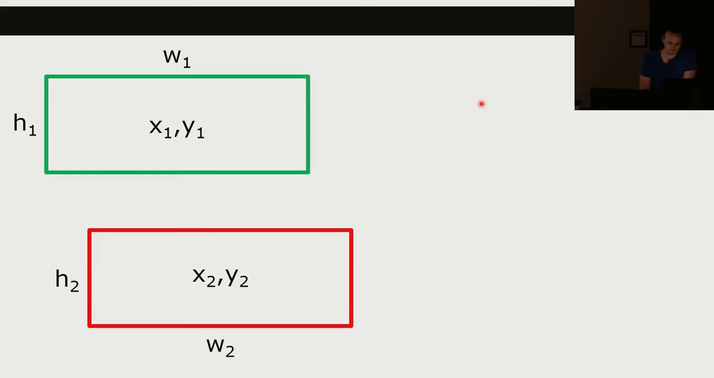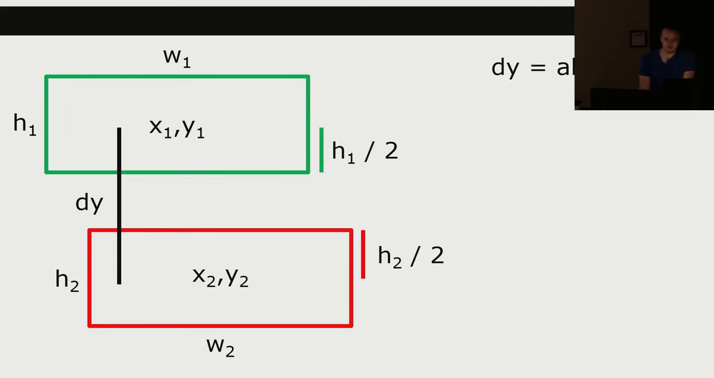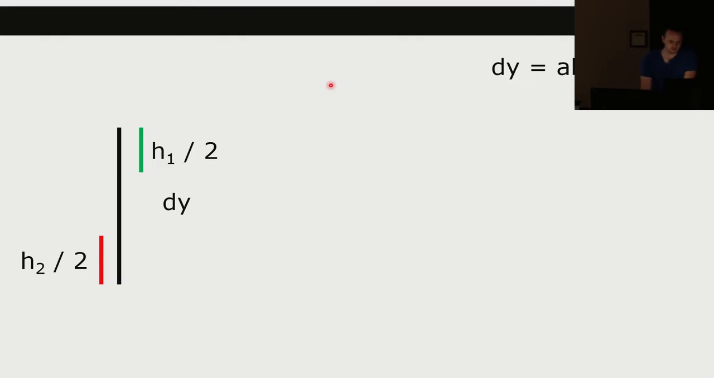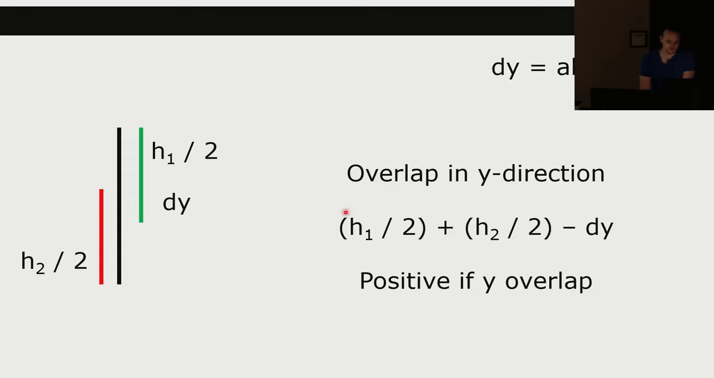Let's do it in the opposite direction. So we have these two rectangles, and we have the difference in the y positions of their centers. That is just the absolute value of the difference of the y positions. Then we have half the height of each. Again, in this case, there would be no overlap vertically. In this case, there would be an overlap. So there's an overlap if the sum of half the sizes is greater than the distance. If this value is positive, then there's a y overlap. So let's combine all of those together.